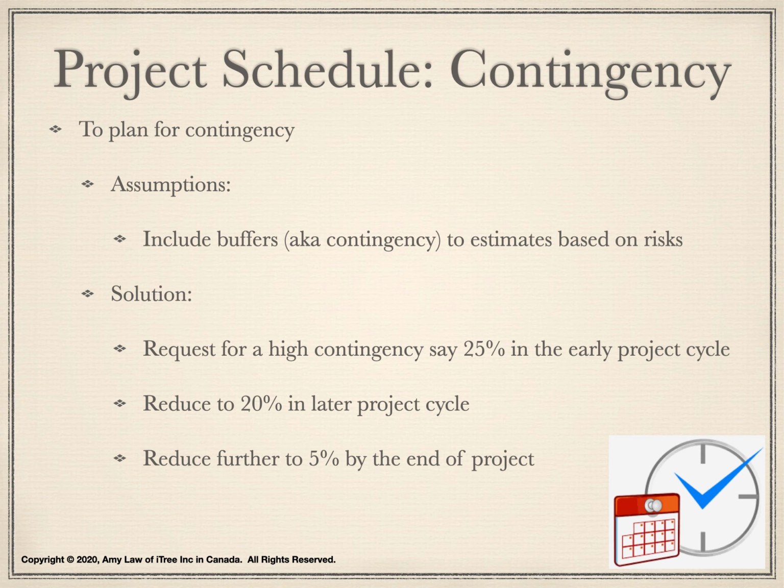Then we can reduce the contingency to 20% in the later project cycle because uncertainty has reduced as we progress into project execution. Finally, we can further reduce the contingency to 5% by the end of the project cycle. The only remaining items at the project closure is the final operational transition and change reinforcement. Therefore, the chance of running over the budget is unlikely.